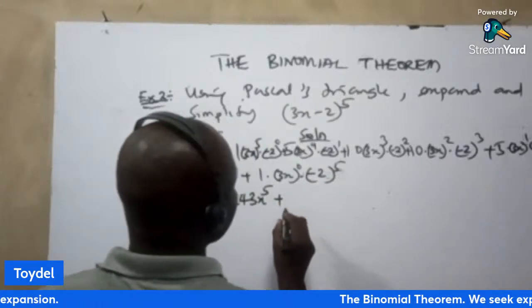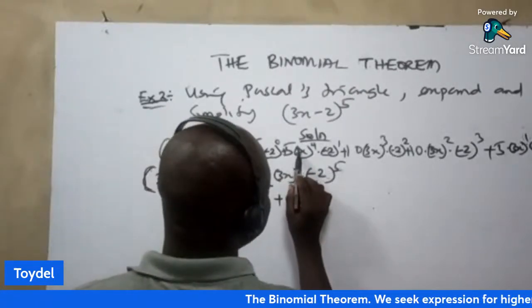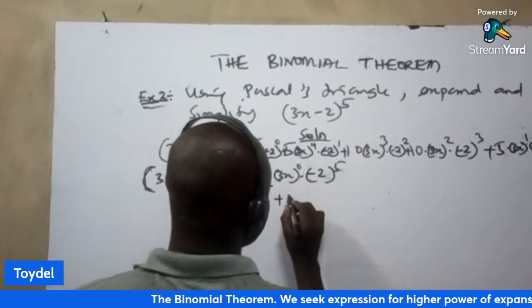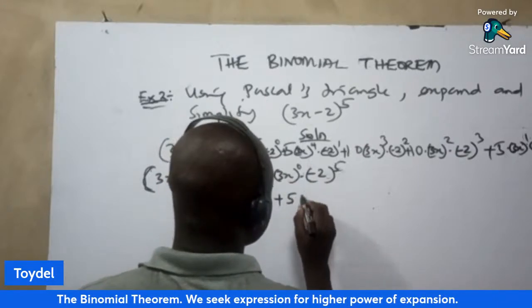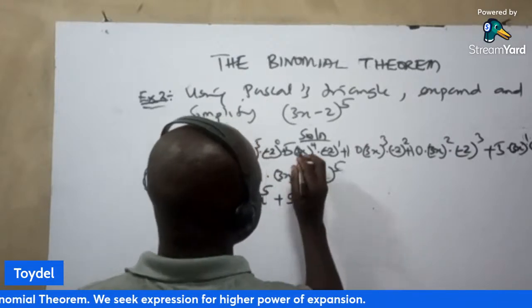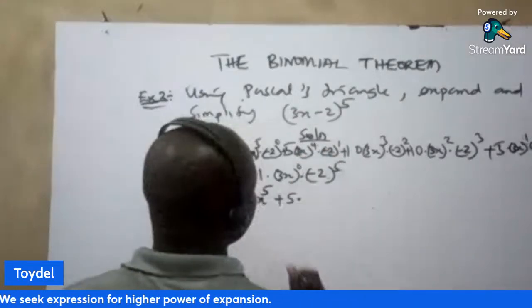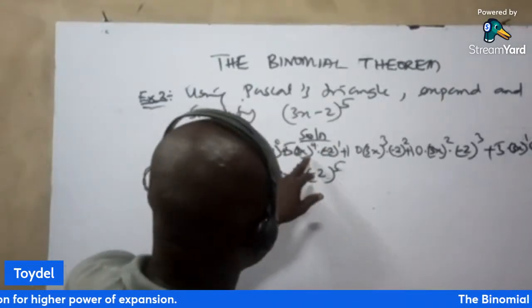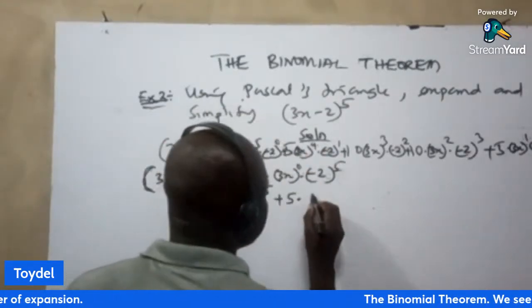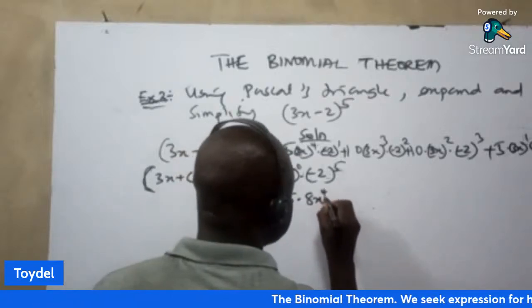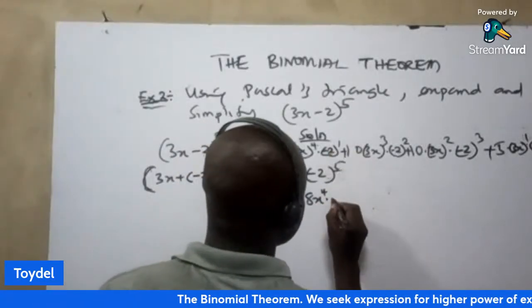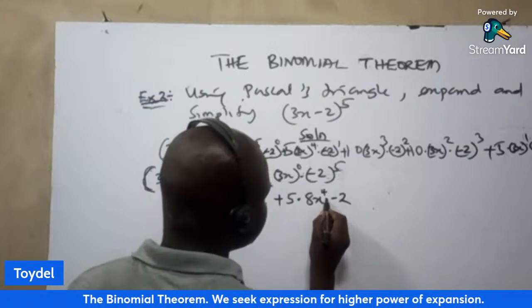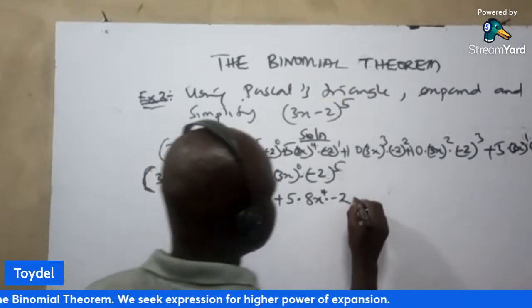plus, here we are going to have 3x. We are going to have 5 multiplied by 3 raised to power 4. 3 in 4 places is 81. Multiply by 81x squared, multiply by minus 2, multiply by minus 2. You see, dots connote multiplication. So I want us to do it step by step so that we will not make mistake.